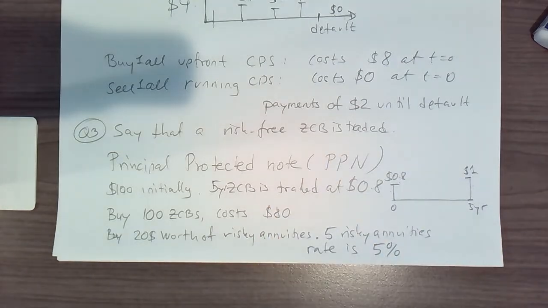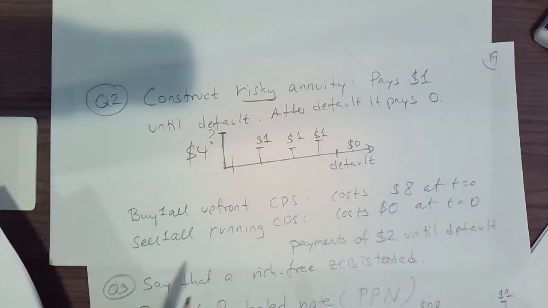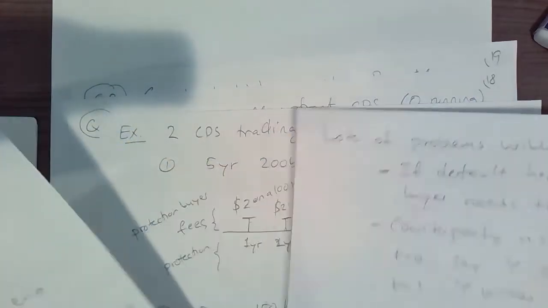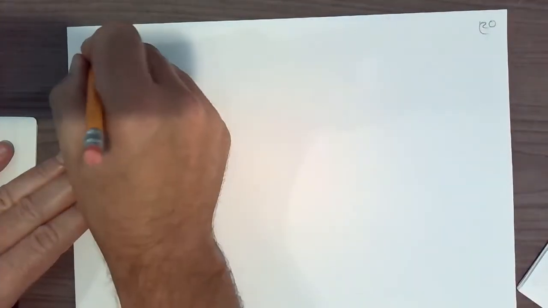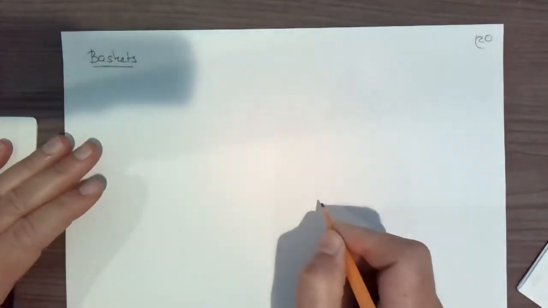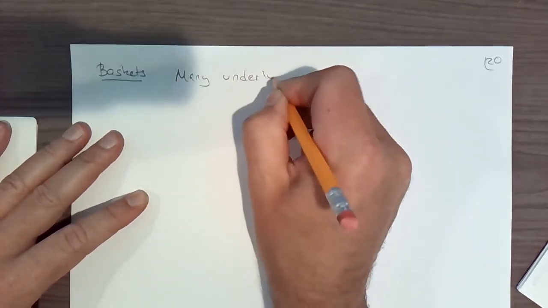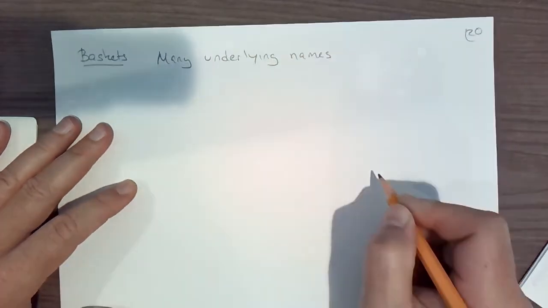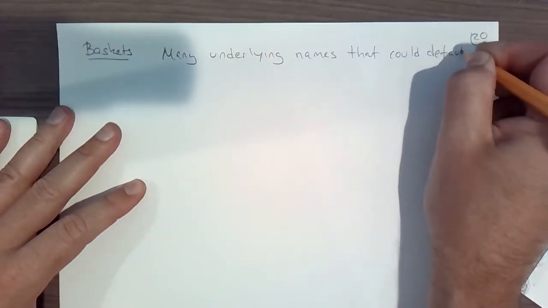So this was a little bit about CDS contracts. Let me spend the last few minutes just talking about generalizations of what kind of products one would do after looking at CDS contracts. So we can see here, there is one party, there's just one underlying name, and the immediate generalization that one would look for is to move into baskets. So baskets would be where there would be many underlying names that could default. That's the word baskets.